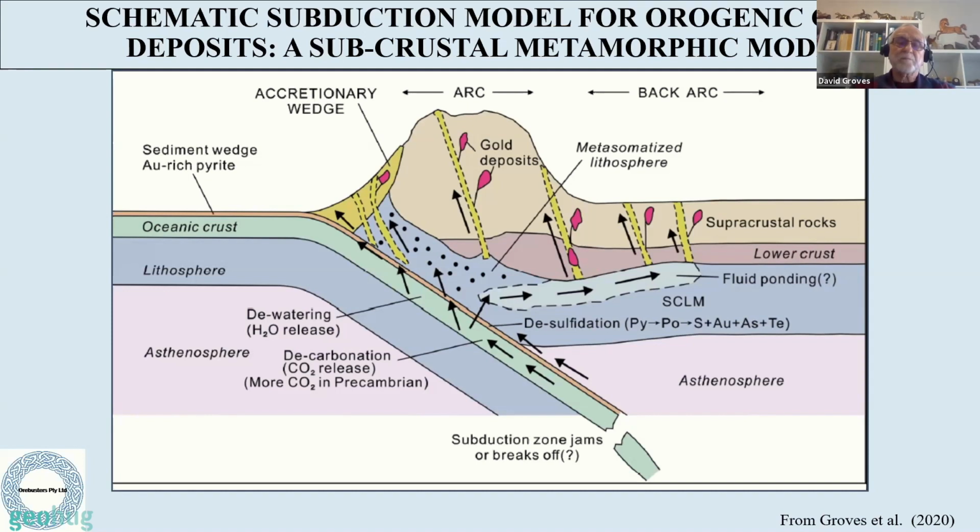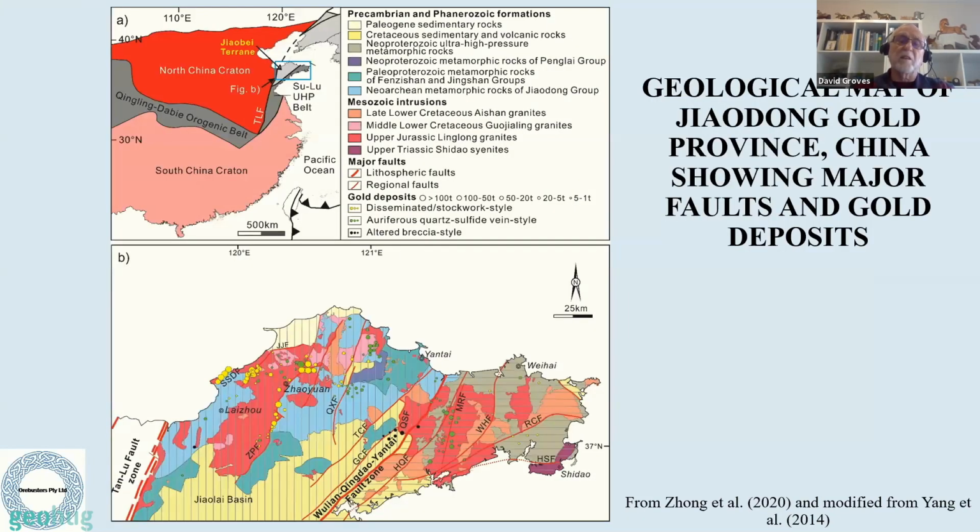So here the top left-hand slide shows where Jiaodong is, that small area on the edge of the North China Craton. The bottom slide shows a whole series of large transpressional fault zones along which are the primary fluid movement, most certainly.